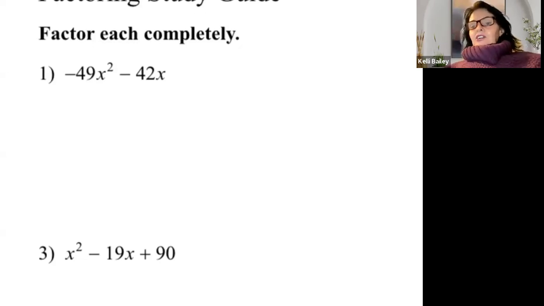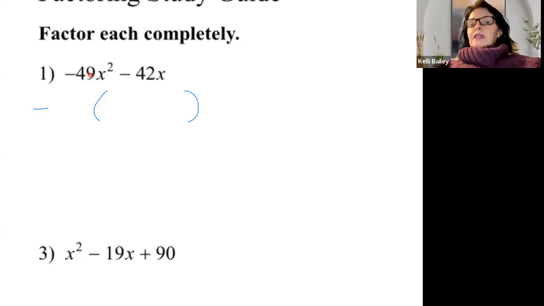Okay, so first I'm going to look at this guy, and I'm looking just at the coefficients. The coefficient is the number that's multiplied by the variable. So I'm looking at 49, and of course, I'm looking at the negative. There's a negative, actually negative in both places. So I'm going to say, okay, I'm pulling negative out here. And I know that I'm going to end with a binomial in my parentheses because there's a binomial to start with. Okay, so I'm going to pull out the negative.